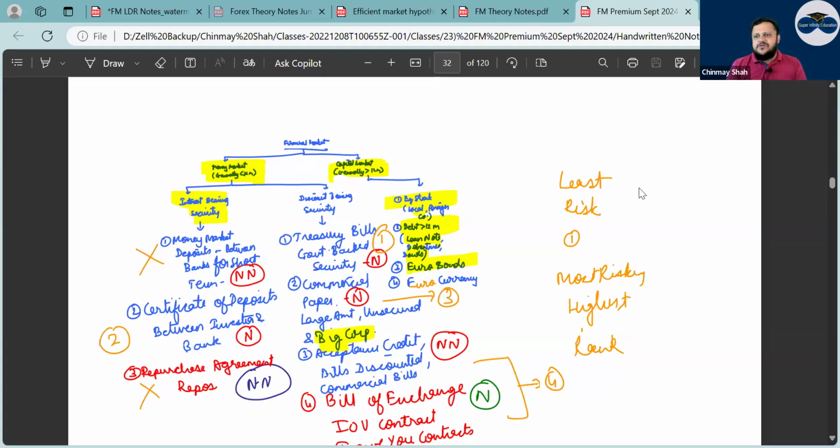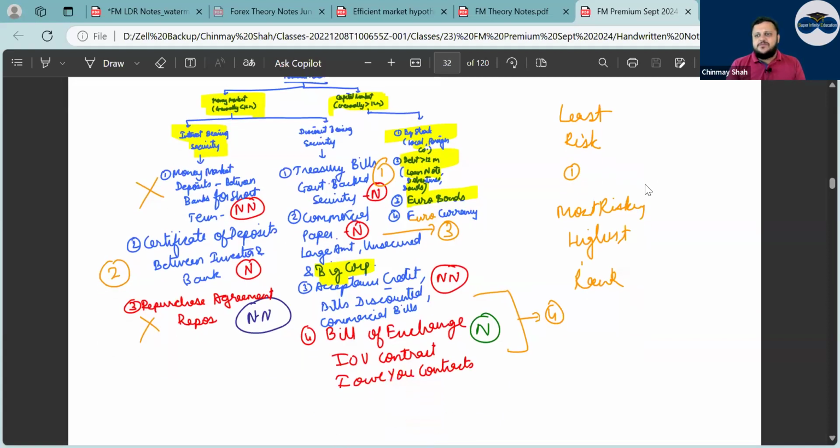Treasury bills, government-backed securities, right? Generally issued by governments, and US treasury bills are very famous and have a lot of value all over the world. And these are negotiable instruments. Commercial paper, also a way by which big companies can raise a large amount of unsecured money for a short period of time, correct? Commercial paper is a negotiable instrument, that means it can be sold from one person to another. Acceptance credit, bill discounting or commercial bill of exchange, IOU, correct? Acceptance credit and bill discounting are non-negotiable, but bill of exchange and IOU contracts are negotiable.